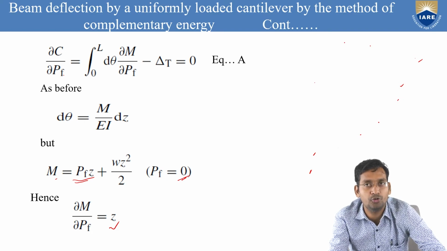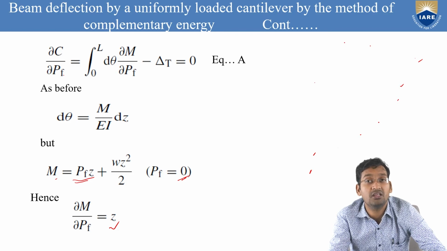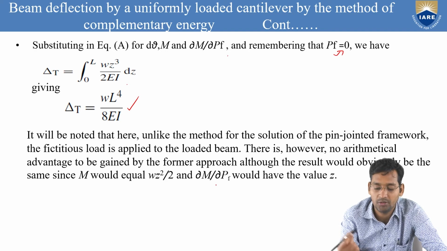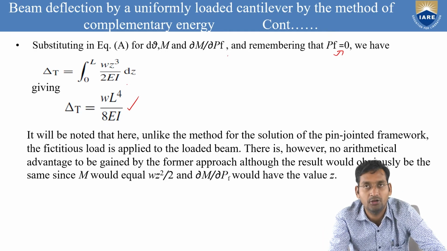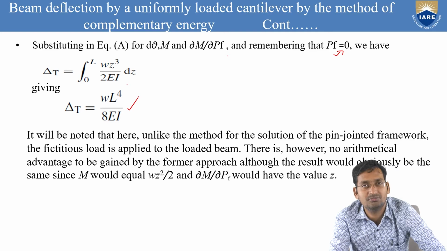With this also we can find it. We had already seen the advantages of the energy method, meaning the complementary energy method: wherever the earlier method is not applicable, or for an indeterminate structure also, we can use this formula and find the deflection. And dou M by dou Pf would have the value z. So with that also we can say that there is no disadvantage over this one. Anyhow, the moment will be w z square by 2.